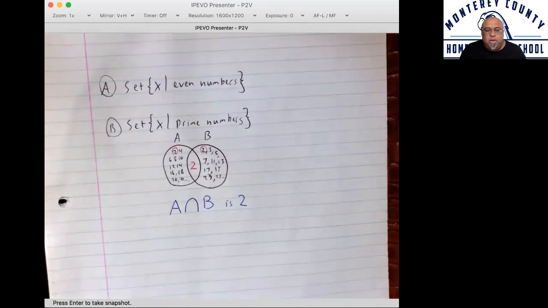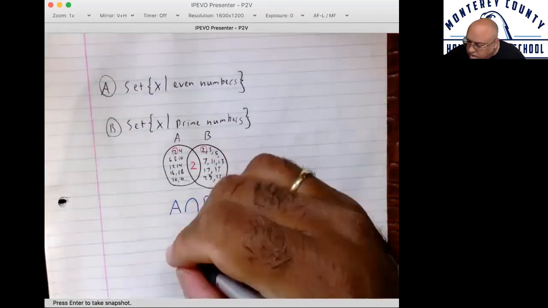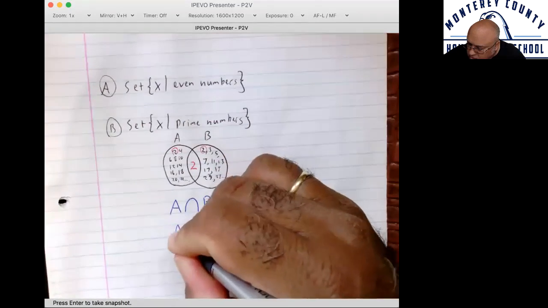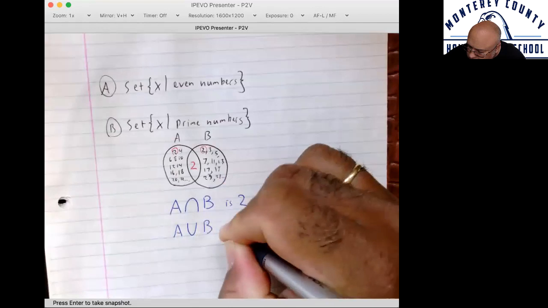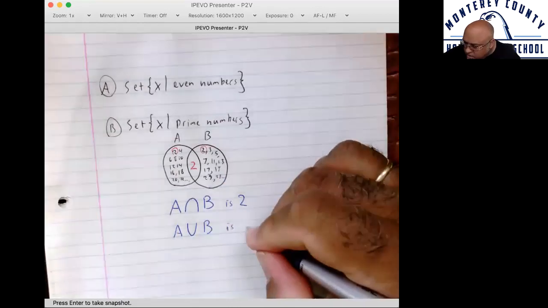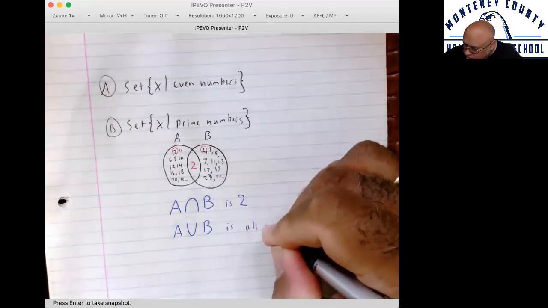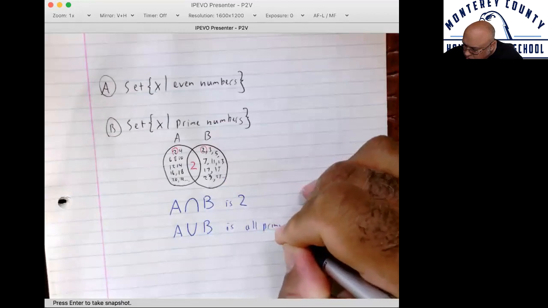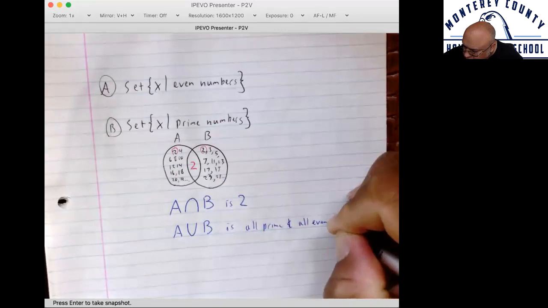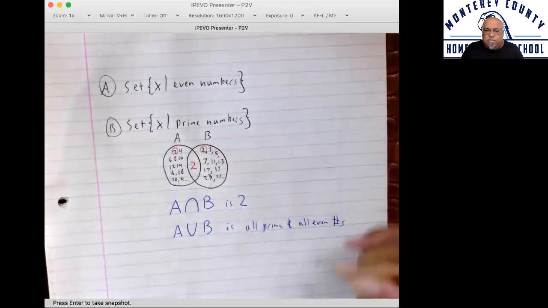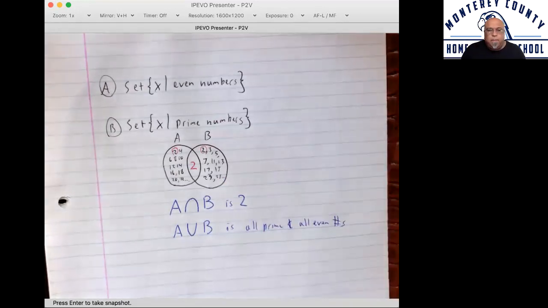Now, if I combined all of these sets, then I would say the union of A and B is all prime and all even numbers. Okay?